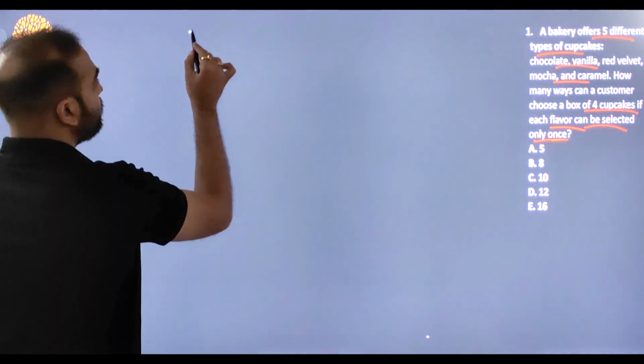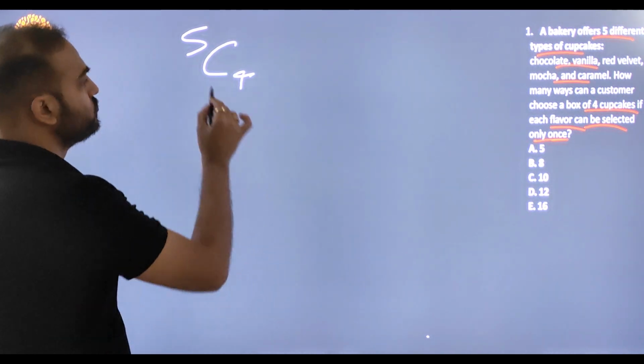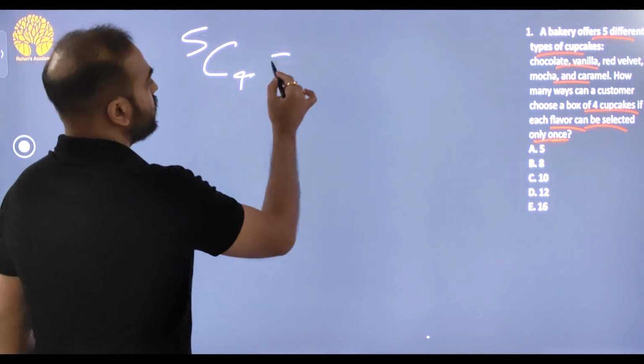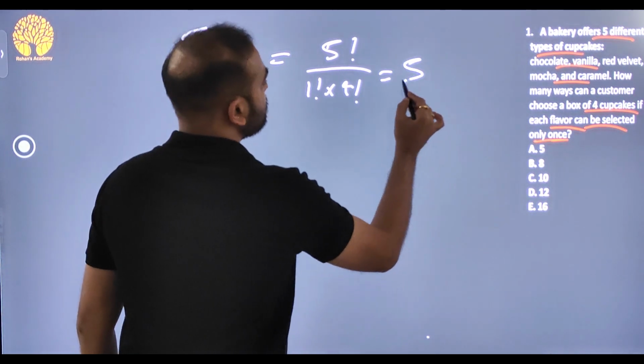I have 5 options in total. From those 5, I want 4. So 5C4, which is 5 factorial by 1. That's 5 ways.